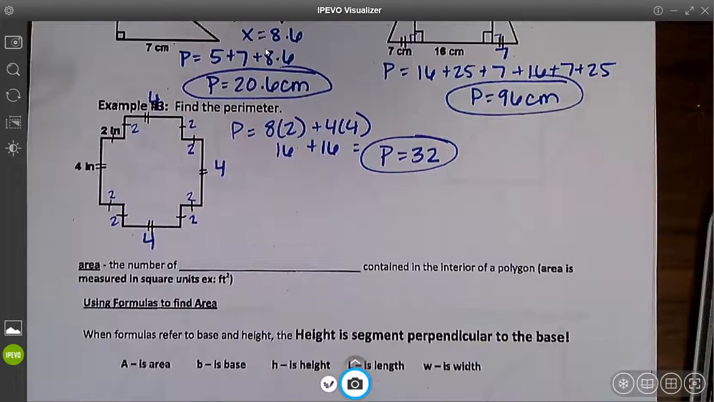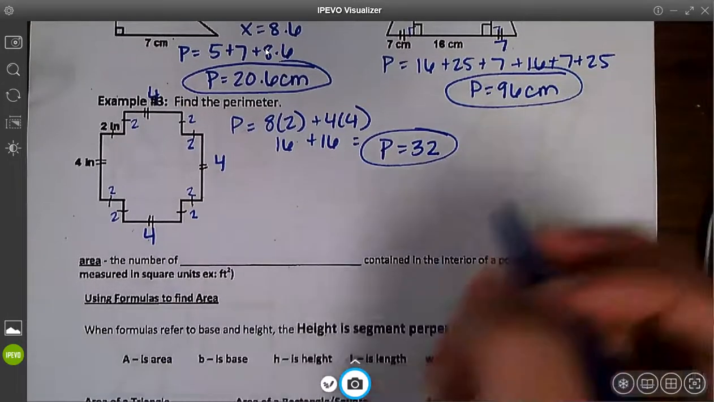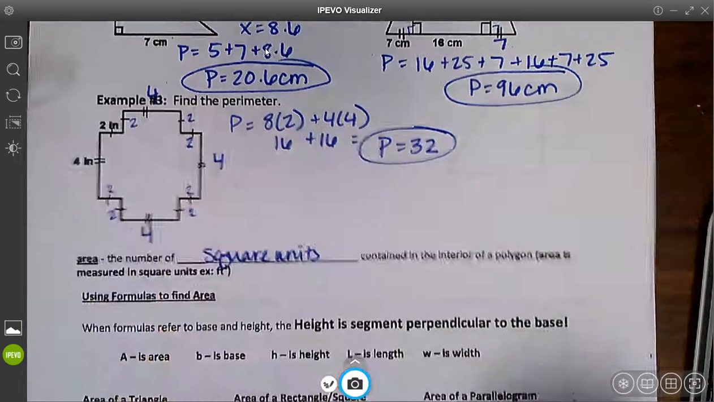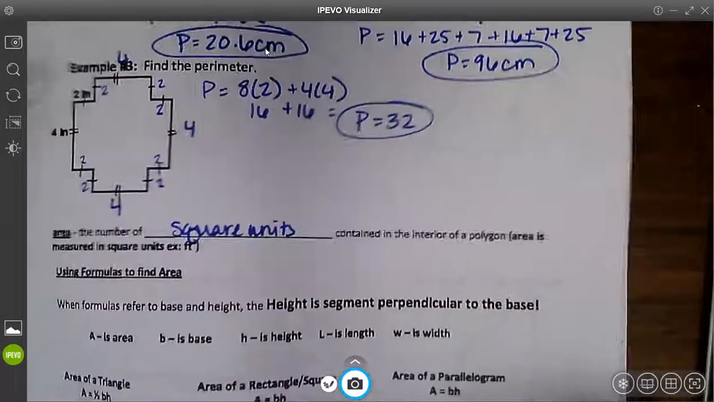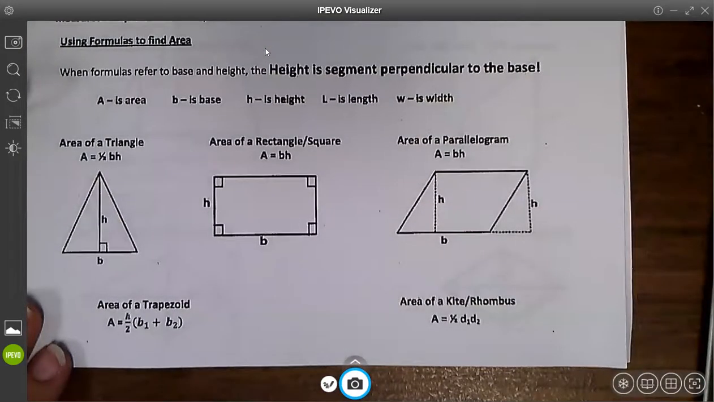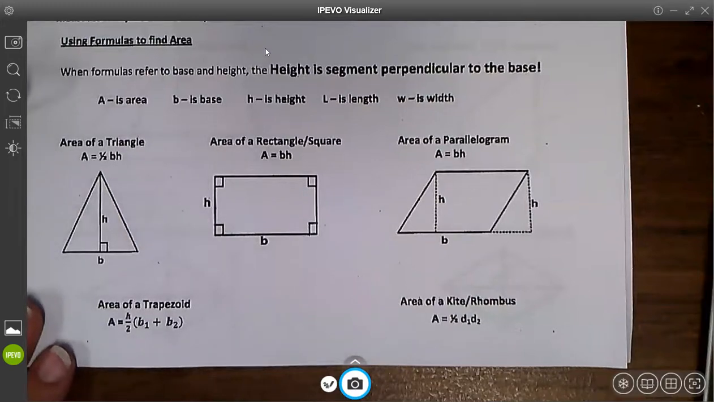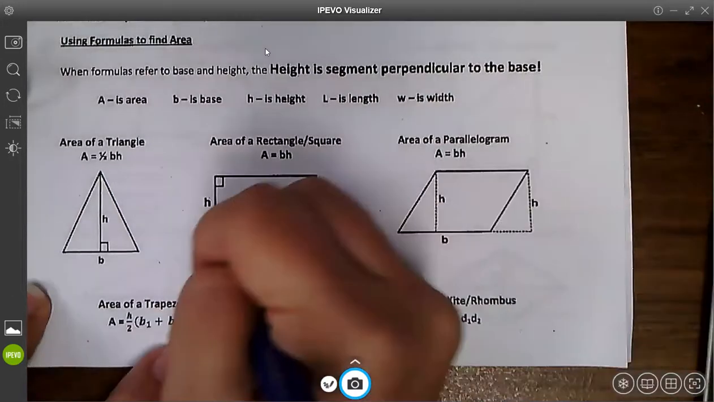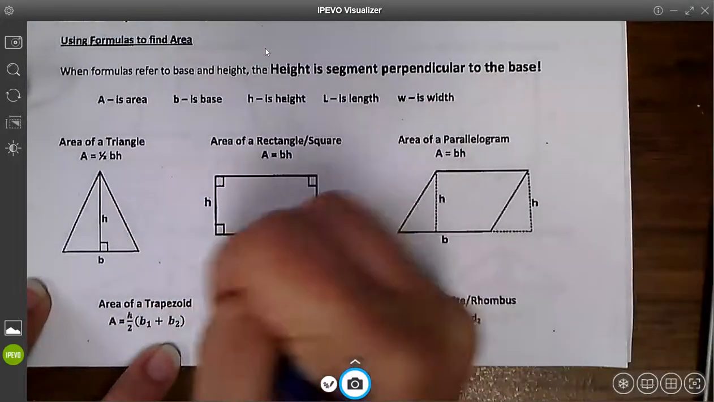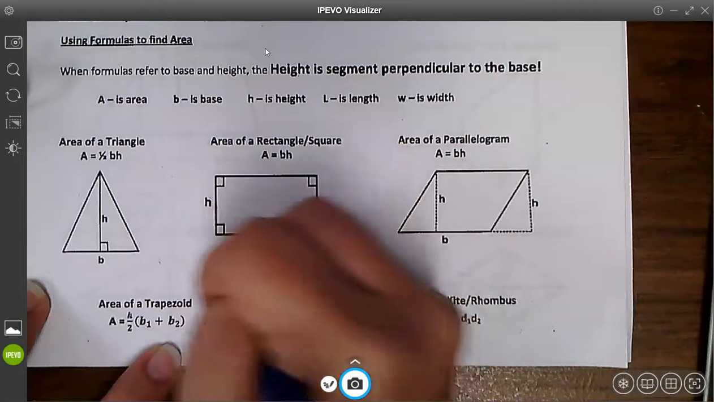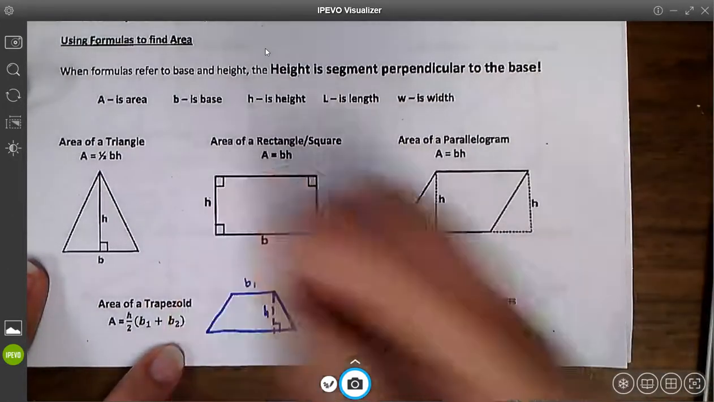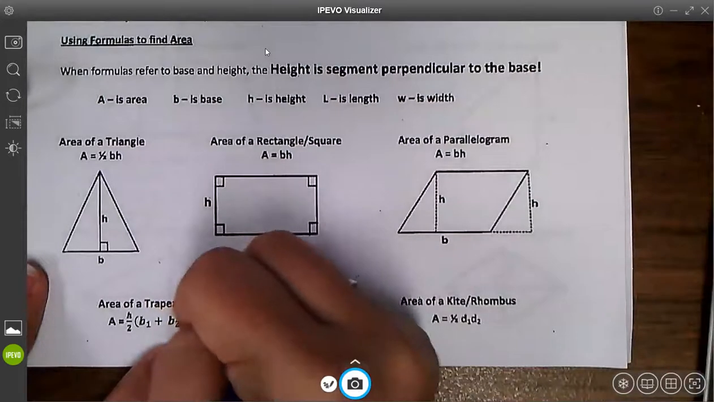Area is the number of square units contained in the interior of a polygon. So there are different formulas for different areas. We have the area of a triangle, area of a rectangle, a parallelogram, a trapezoid. This is missing the diagram. Our height is this number here. That's our height, what's perpendicular to the base. Base 1 is the top, or b sub 1, and base 2 is the bottom.